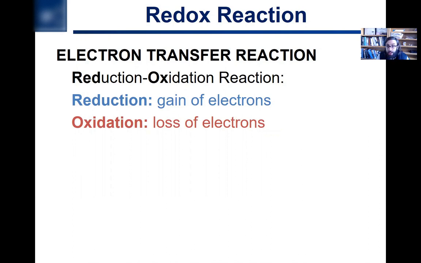on the same page. And so just to remind you, redox reactions are reactions in which there's an electron transfer event, one or more electron transfer events. The word redox comes from reduction oxidation reaction. It's just a shorthand way of saying that. Reduction, remember, is gain of electrons. Oxidation is loss of electrons.